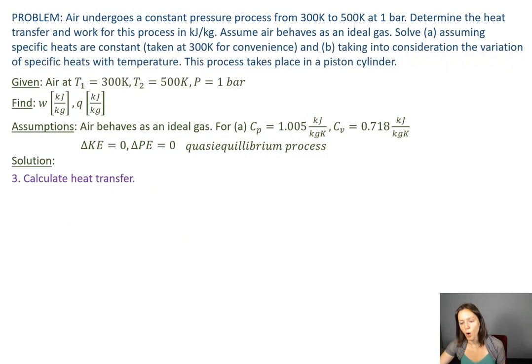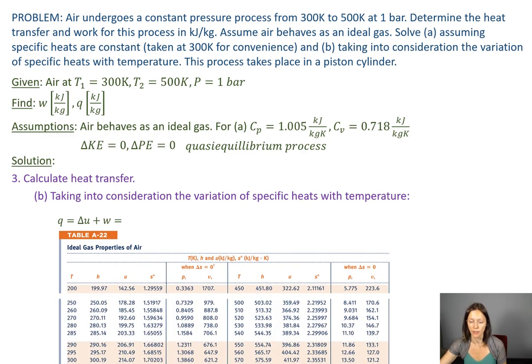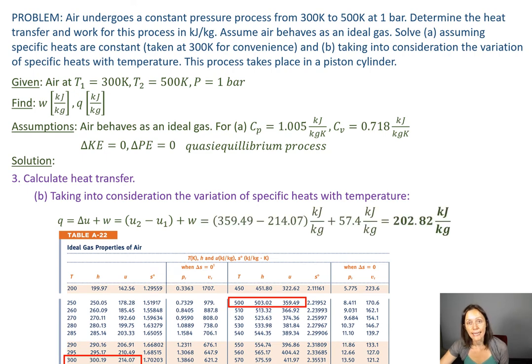And now let's see what I would actually calculate for Q if I didn't make that assumption. So I've got the same equation here, delta U plus my work, and my delta U is U2 minus U1. And now, if I don't make the assumption that specific heats are constant, I can't put that delta U in terms of CV delta T, so I actually have to look up U1 and U2. So I'm going to look it up in my table A22. U1 is evaluated at 300, U2 is evaluated at 500 Kelvin, and I just read off the table and plug in the numbers. And I ended up getting 202.82. So that's really, really close to what I calculated when I made the assumption that specific heats were constant.